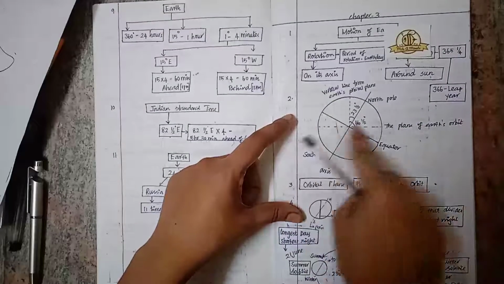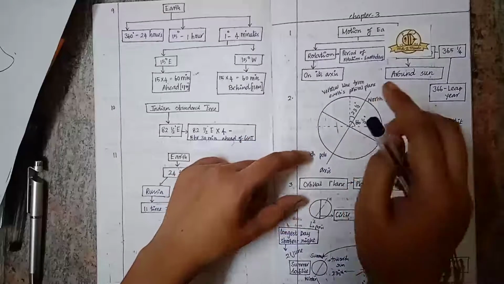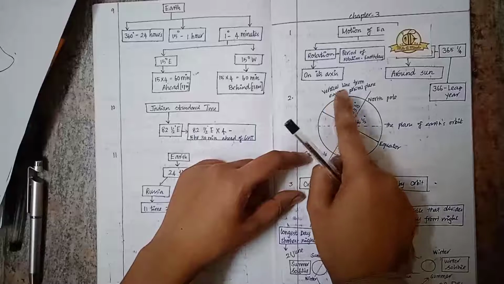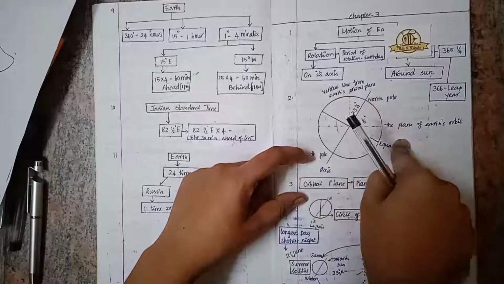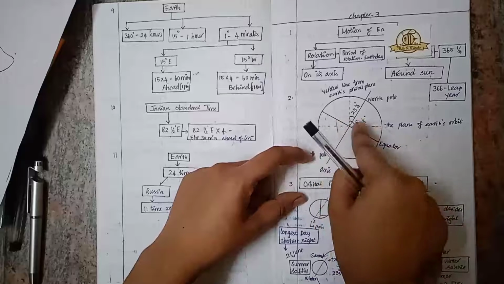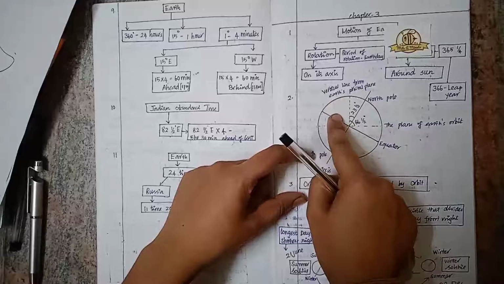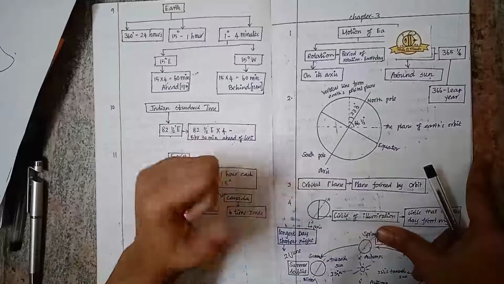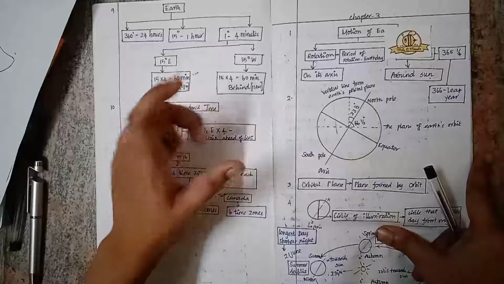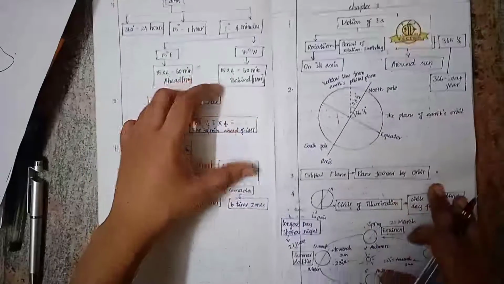Then we have the plane of Earth orbit and the North Pole. Then we have the vertical line from the Earth's orbital plane. The vertical line from the Earth's orbital plane as well as the plane of Earth orbit join together at 66.5 degrees, and the North Pole as well as the vertical line from the Earth's orbital plane will form 23.5 degrees. Then we have orbital plane. What is this orbital plane? The plane formed by the orbit is called the orbital plane.